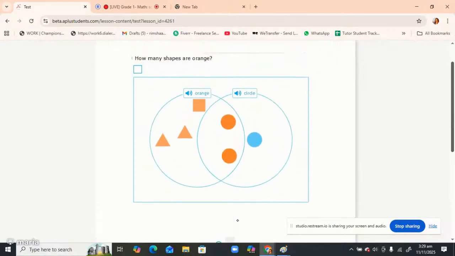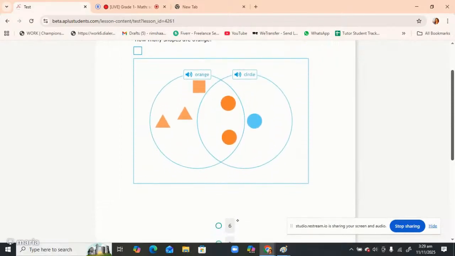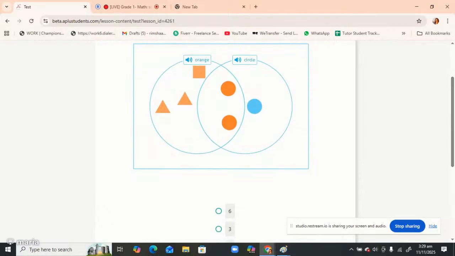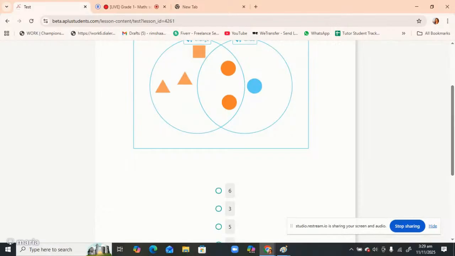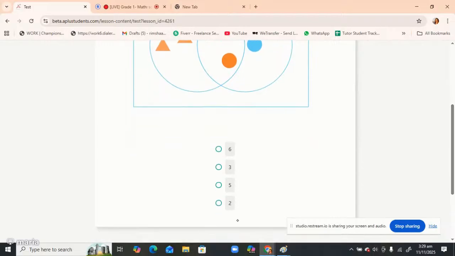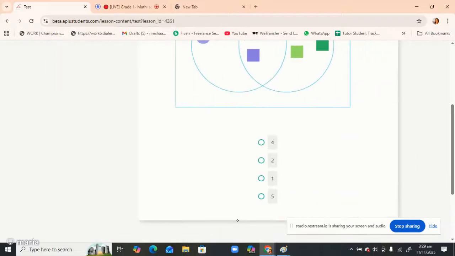Okay. How many shapes are orange? Now you count it in total and then tell me how many shapes are orange. Count it all. There are 2 triangles, 1 square, and 2 circles. And this circle is blue, this is different. So when we count all, it's 1, 2, 3, 4, and 5. Okay. So the answer is 5.